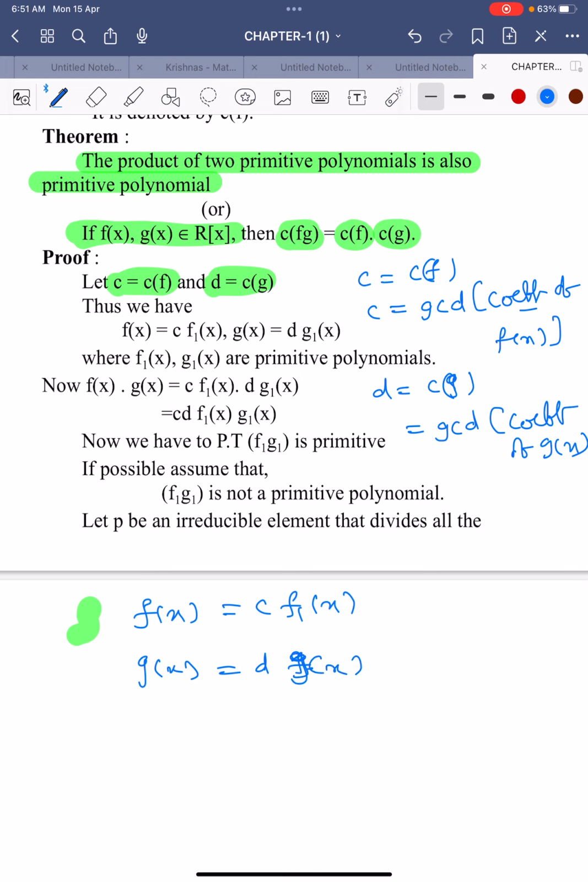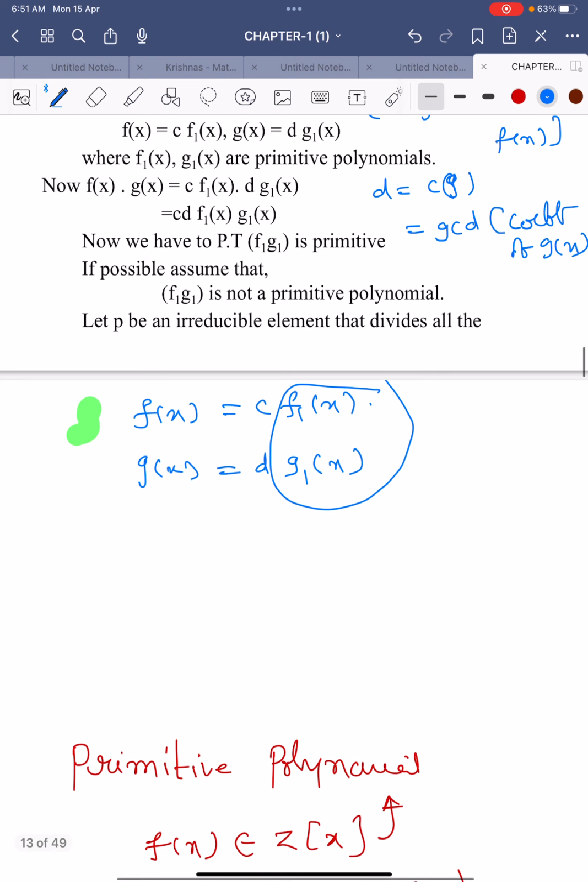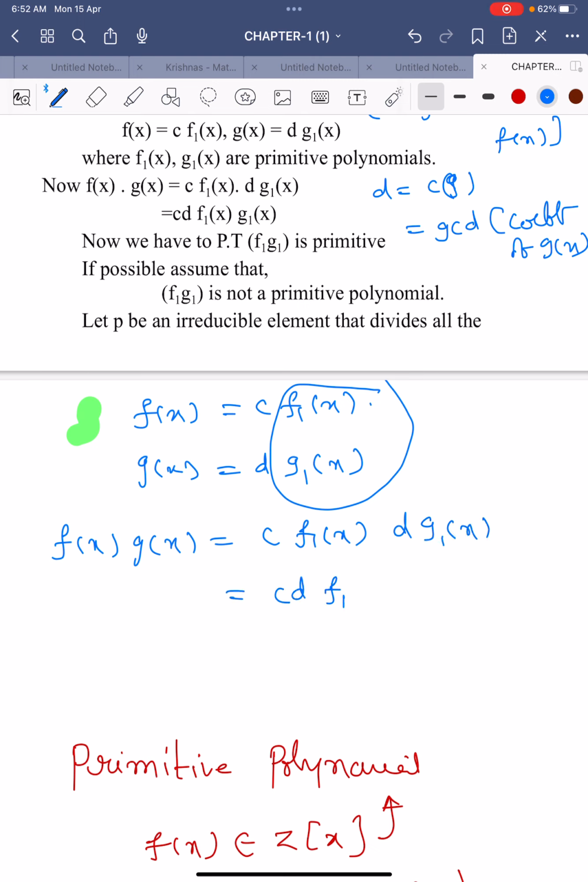g1 of x, where, for our convenience, you write g1 of x. Here both f1 and g1 are primitive polynomials. Now multiply f of x into g of x. f of x into g of x is equal to c into f1 of x, d into g1 of x. So this is nothing but cd f1 of x into g1 of x.